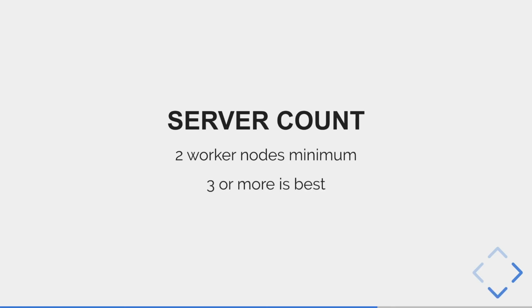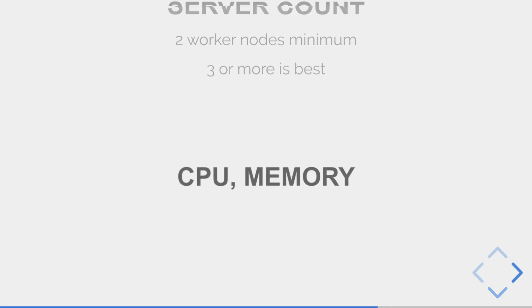How many servers should we make our cluster? Typically, the minimum is at least 2 worker nodes. The reason why it's 2 worker nodes is you need one to run your workload, and if that one crashes, you have a backup. That's it. That's the bare absolute minimum for a production workload. 3 or more is better because you can leverage more containers, more workload, more resources. And the more that you can afford, the better.